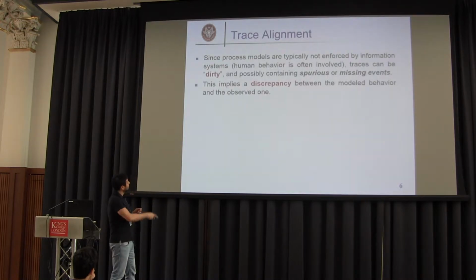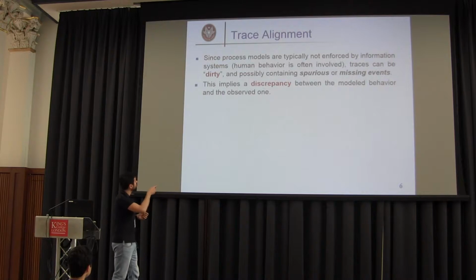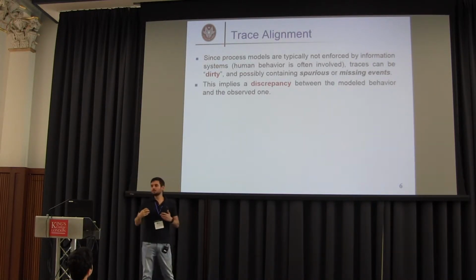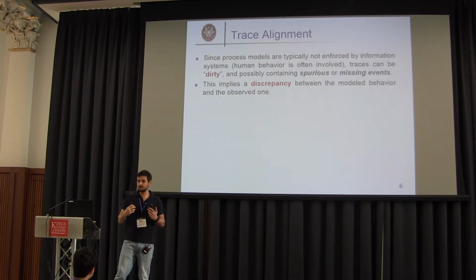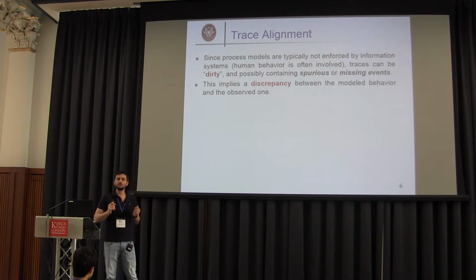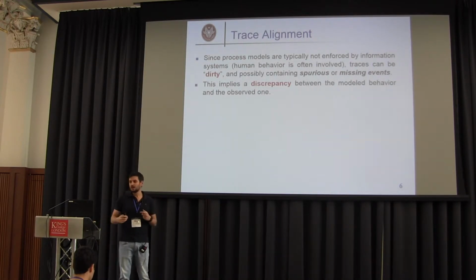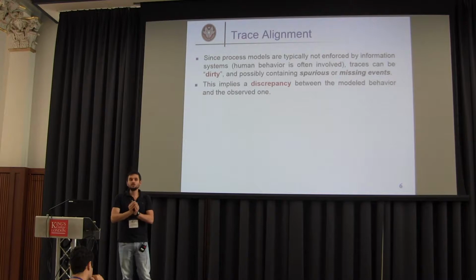Okay, the problem that we try to solve in this paper is called trace alignment. Trace alignment is born from the fact that process models are typically not enforced by information systems, because during the process execution there is a lot of human behavior involved. So the fact is that these traces that represent the real execution of the process usually are dirty.